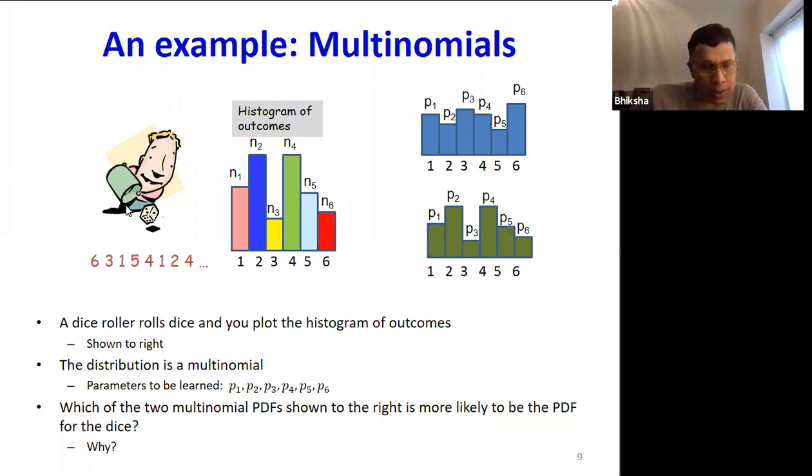it's loaded, it's not fair, and that it either has this probability distribution for the 6 faces or this one. Given that this is the histogram of outcomes that he has observed, which of these two do you think is the actual probability distribution for the dice? Anyone?